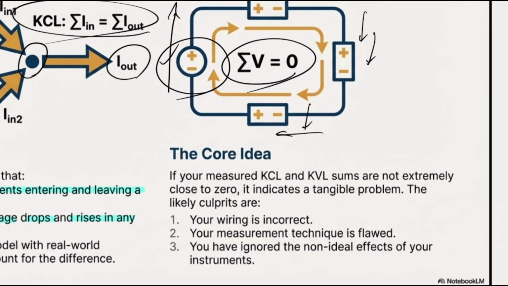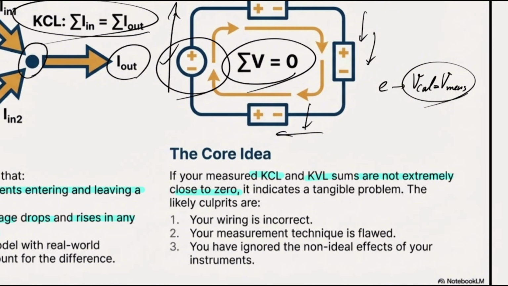So if your measurements in the KCL and KVL sums are not extremely close to zero, as you guys know, we have something we call error. Error means the V calculated subtracted by V measured. Most of the time, 99.99% of the time, these two values should be very close, maybe within 5 to 10%, but the difference should be very close to zero. If the difference of these values is not going to be zero, we should be suspicious that some part is not right.